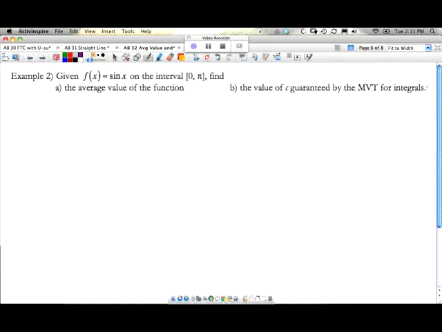So let's do another example here. Ooh, we got sine of x. Trig. Let's do it. So this means that I'm going to have the integral from 0 to pi of sine of x dx. But we're going to divide it by that interval, pi minus 0. So let's see what we get.